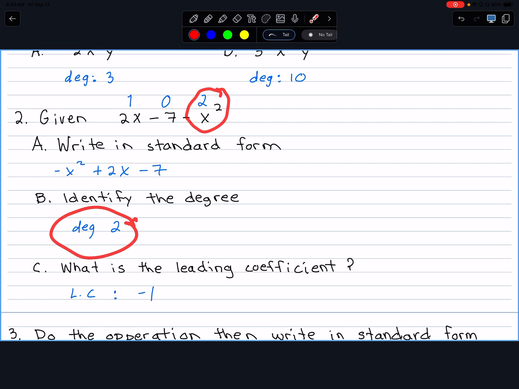Now, part of what you may have been asking, just to be clear, is because there's 3 terms, we would call this a trinomial. So if you're asking about the number of terms, when we're looking at terms, we're classifying it. Okay? Any other questions?